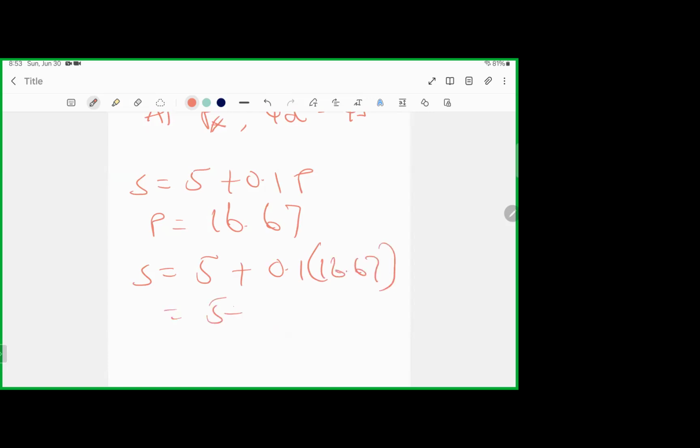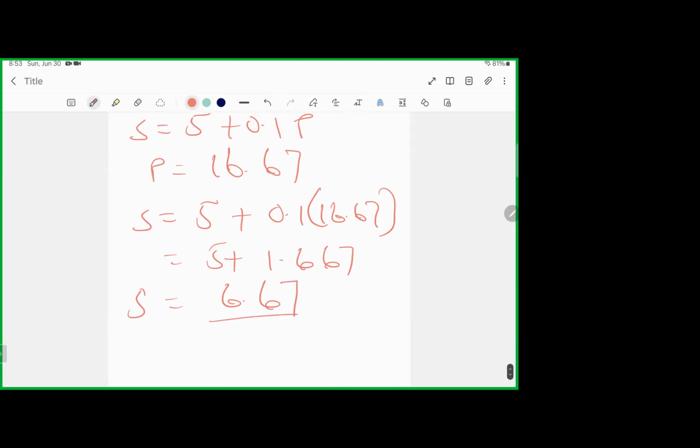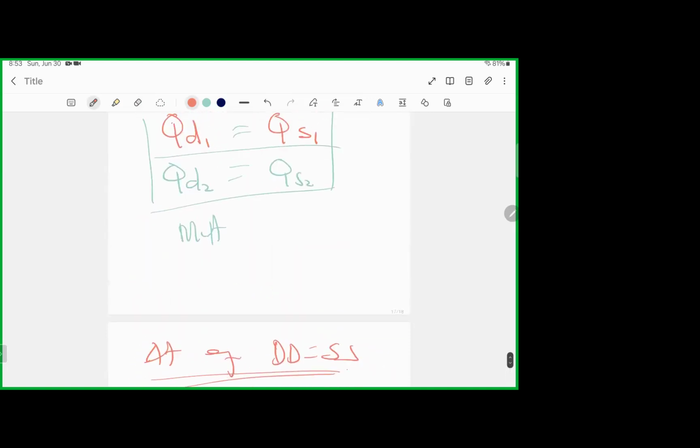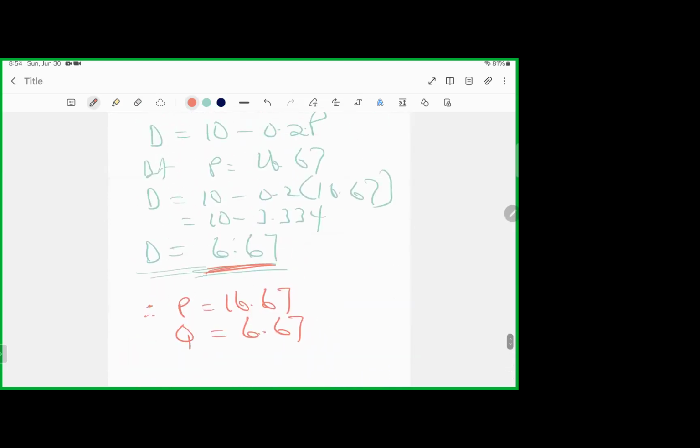So we are going to have 5 plus 16.67 times 0.1, which is 1.667. Plus 5, you will have 6.667, which is the same thing as 6.67. So you realize that we have 6.67 here, and we also have the same 6.67 here. So you realize that at equilibrium, demand is the same thing as what? Supply.